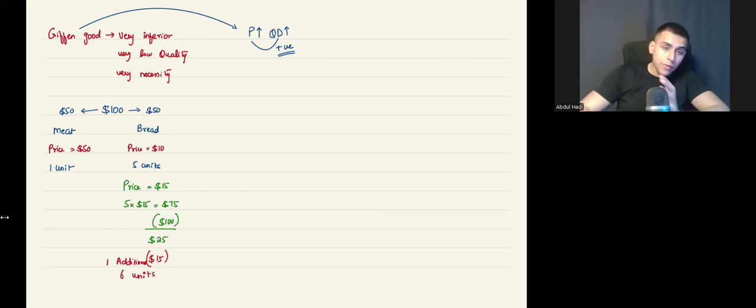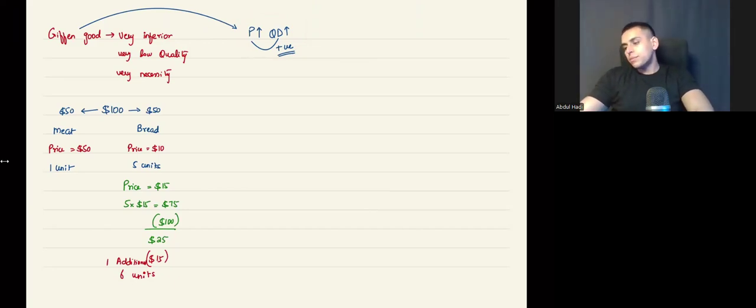Previously, I was consuming 5 units of bread, and now I'm consuming 6 units of bread, which shows that as your price level increases, the quantity demanded for the given good is rising. Everything clear? Okay, now let's draw the diagram.